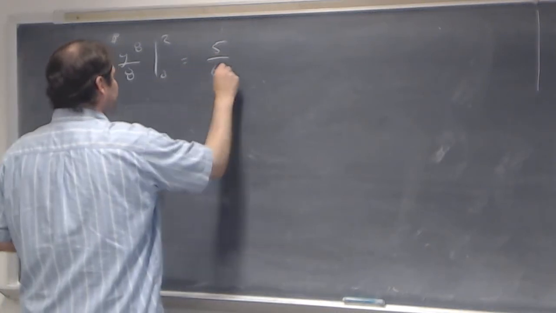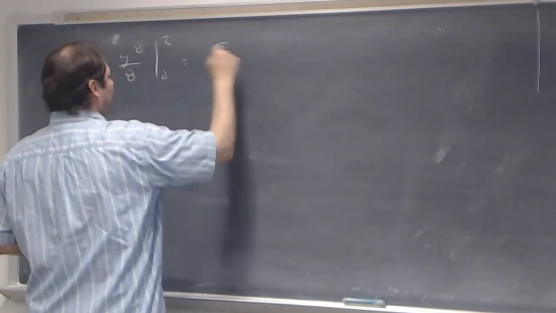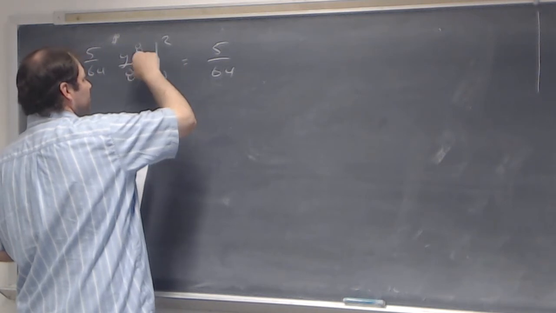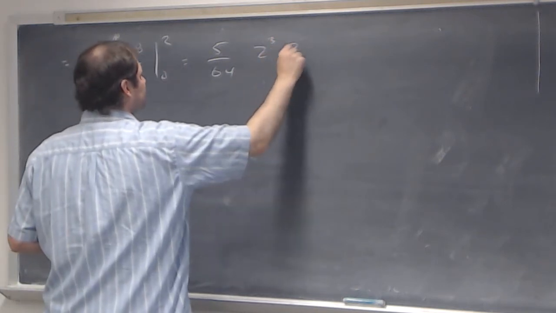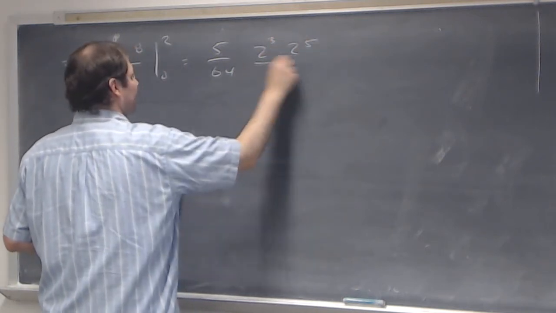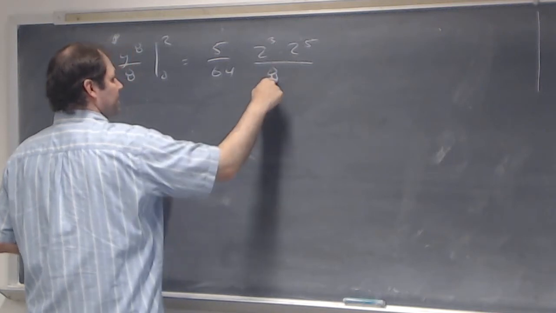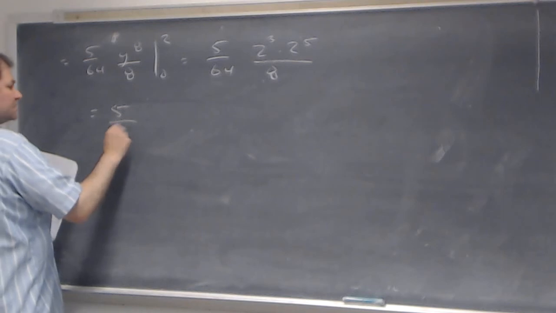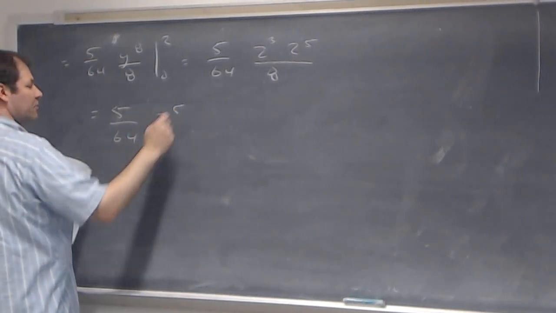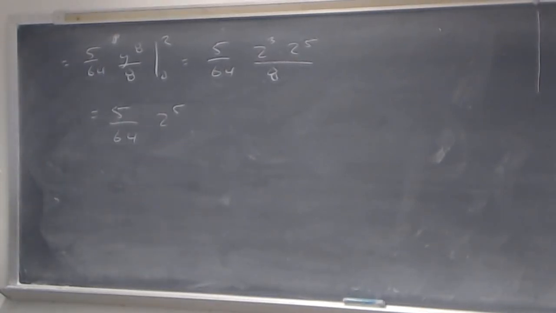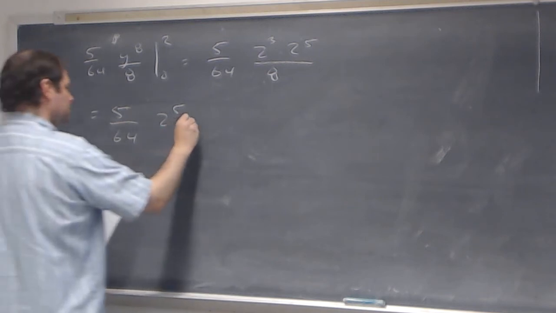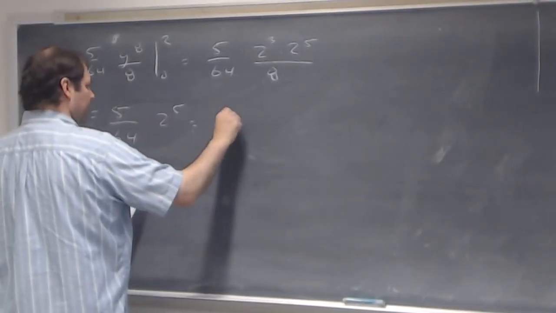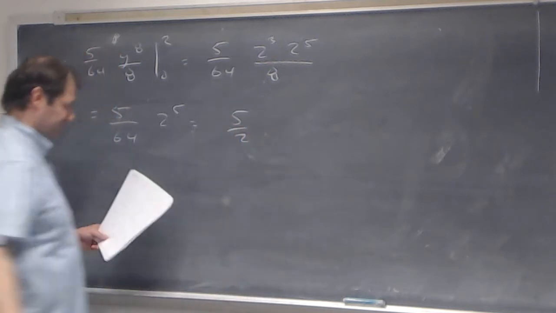So it's 5 over 64. And then when I have y to the 8, I'm going to stick in y equal to 2. Really, that's going to be 2 to the third times 2 to the fifth, and that's over 8. But the 2 to the third is 8, so that's going to cancel that. So we're left with 5 over 64 times 2 to the fifth. Well, 2 to the fifth, 2, 4, 8, 16, 32. So here, 32 and 64 leaves a 2 in the bottom. So we get 5 halves, and that's the answer for that.